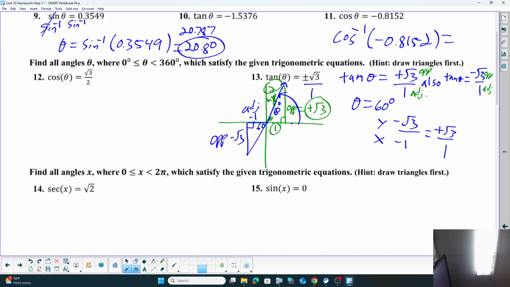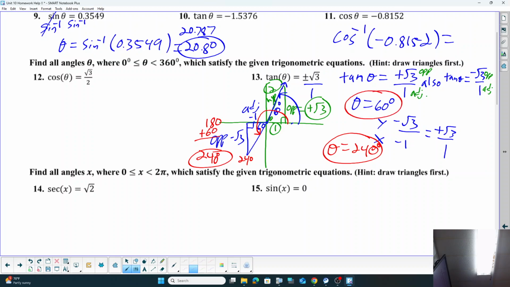So we're now going to go in red all the way around. That's 90 degrees, 180. And so we're going to go 180 degrees plus 60 more. What's 180 plus 60? 240 degrees is our other answer. That's all the way around here to 240 degrees. We're not done yet. We still have 2 more to find.